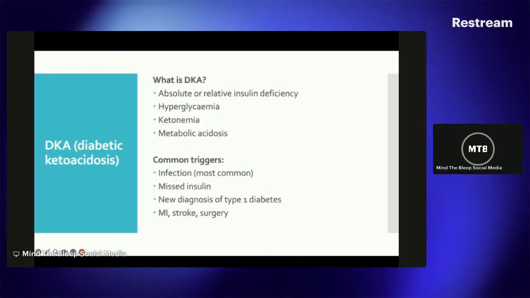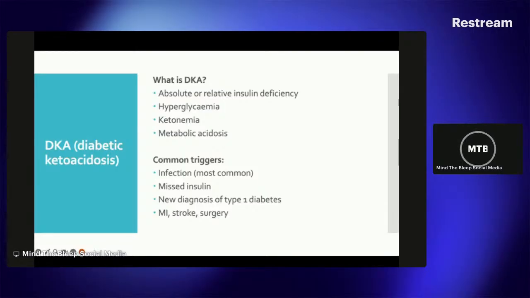Now we'll first talk about DKA in a bit more detail. DKA is due to an absolute or relative insulin deficiency, and it's commonly triggered by either infection or missed insulin doses. Reduced insulin action causes decreased glucose uptake and increased hepatic glucose production. That leads to the hyperglycemia. Then this excess glucose results in osmotic diuresis. That leads to the dehydration and the electrolyte loss.